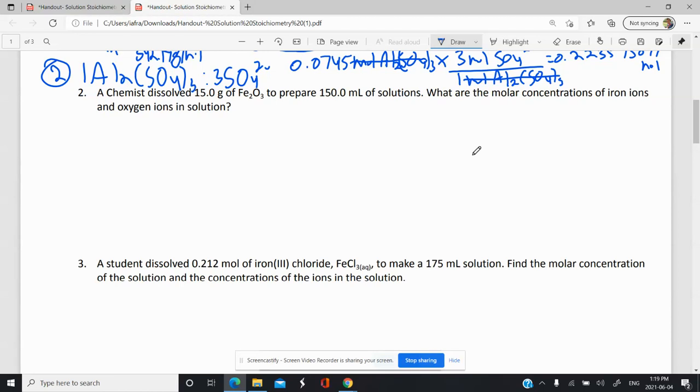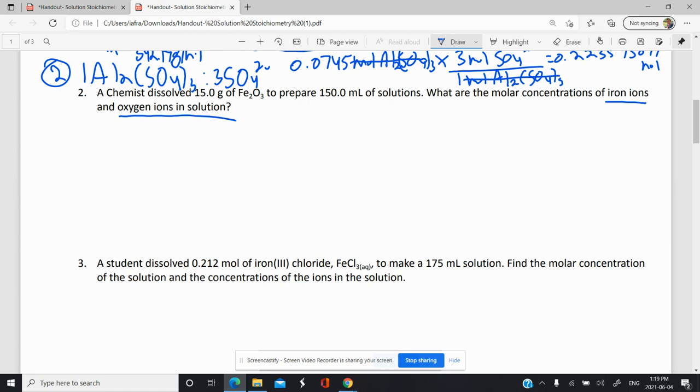Right, so here we go for example 2. We have a chemist dissolve 15 grams of iron 3 oxide to prepare a 150 ml solution. What are the molar concentrations of the iron ions and the oxygen ions in the solution?